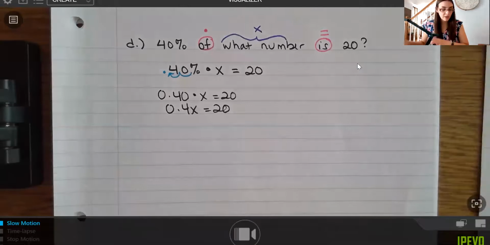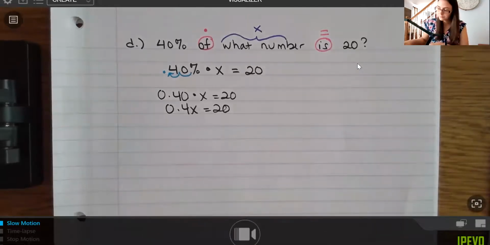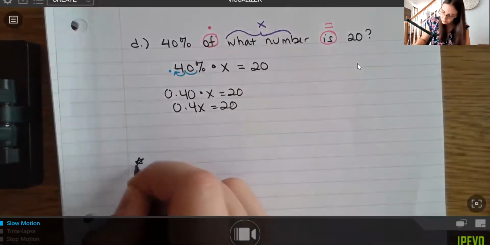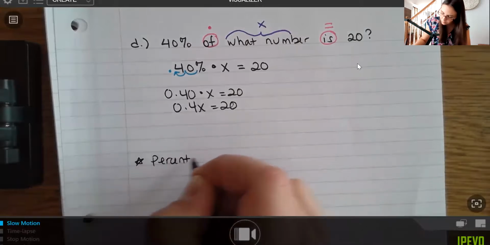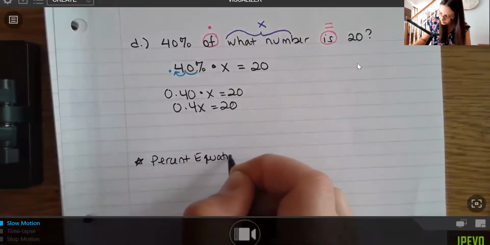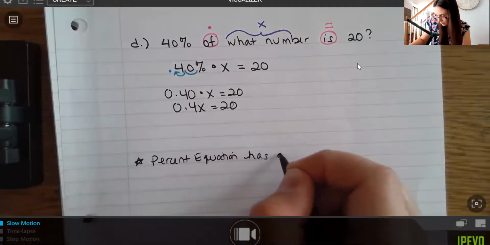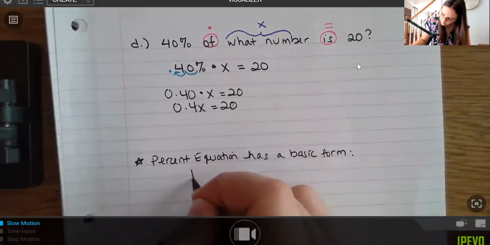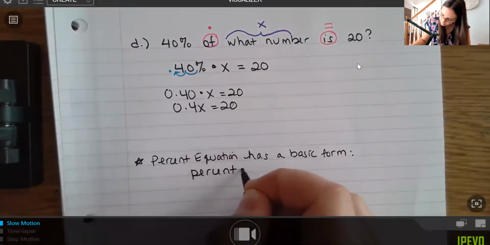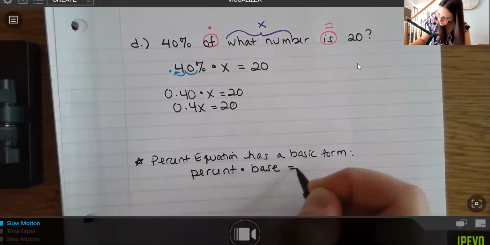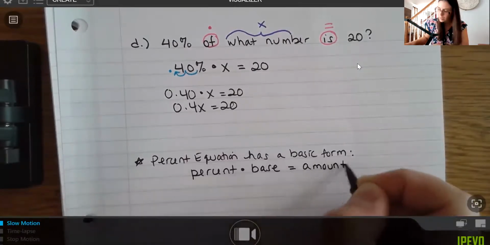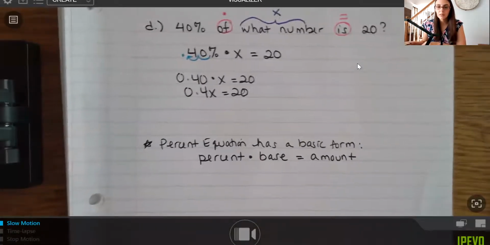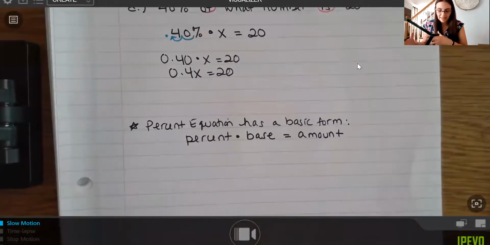And these parts actually have specific words that we tend to use. So I'm going to give you the basic equation here. And that is basically that the percent times some base equals the amount or the answer.